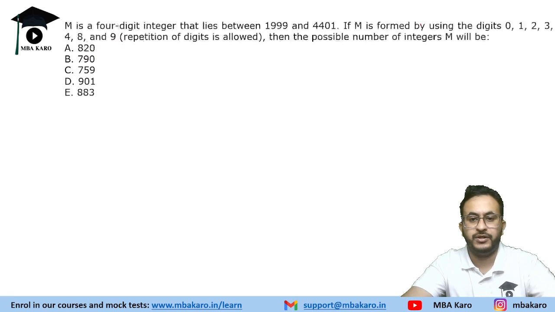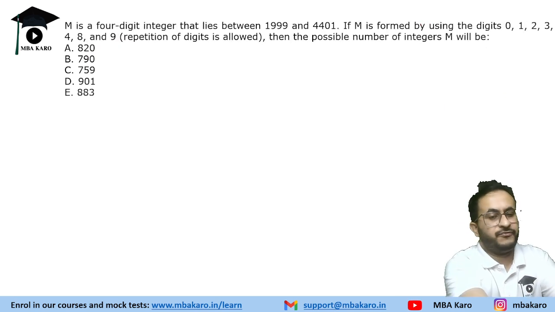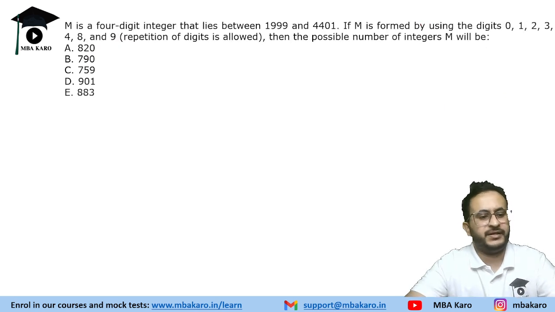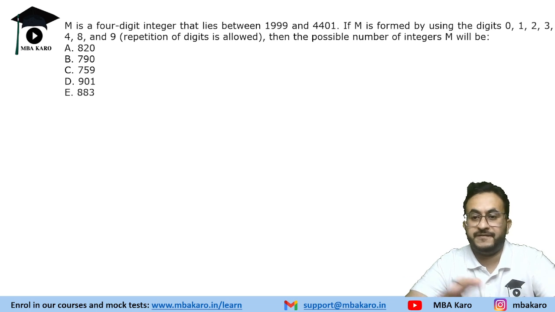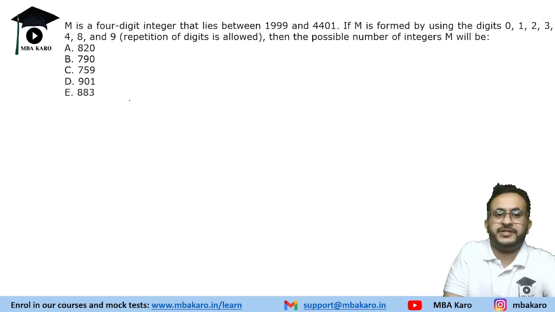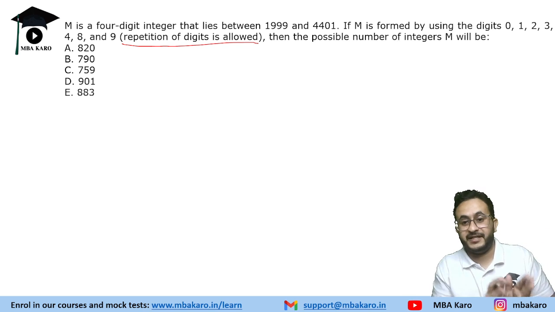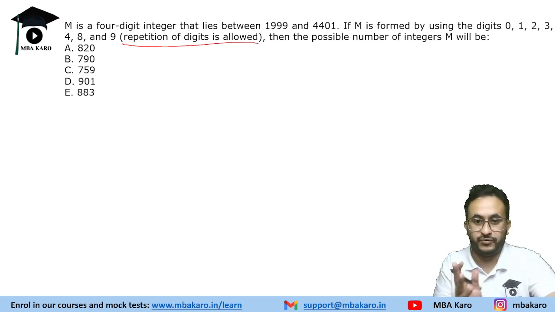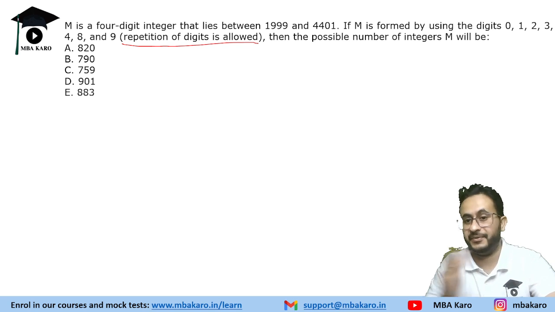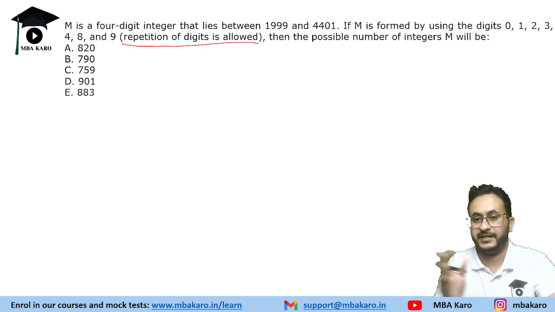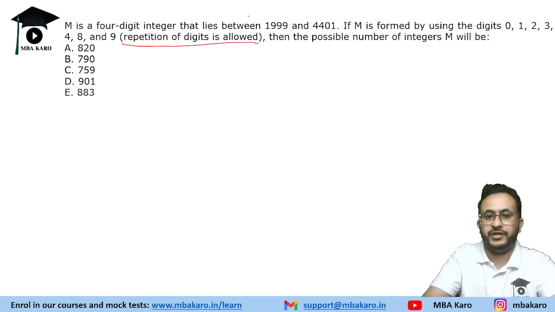All right, let's now move to the next question. It says M is a 4-digit number that lies between 1999 and 4401. If M is found by using these digits, repetition of digits is allowed. Okay, the possible number of integers M will be, right? This is the question where repetition is allowed. In the previous question, repetition was not allowed, as we had to form numbers greater than 32,000. Now repetition is allowed. Now we have 4 digits: D1, D2, D3 and D4.